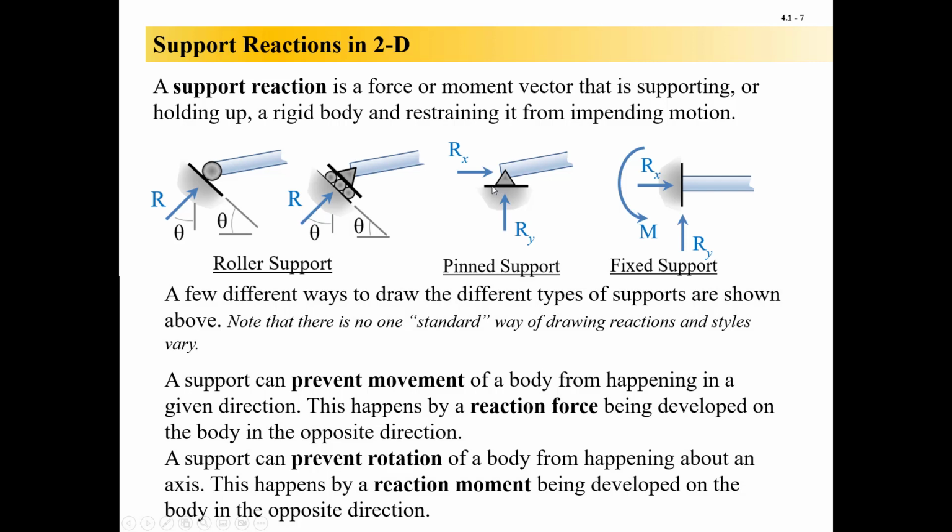A pin support is like the roller that we had here, except that instead of there being wheels, it is welded or bolted or whatever down to the ground. So it is fixed. So you get two components of reaction. You get an R sub y and an R sub x. Okay, so it's slightly more complex.